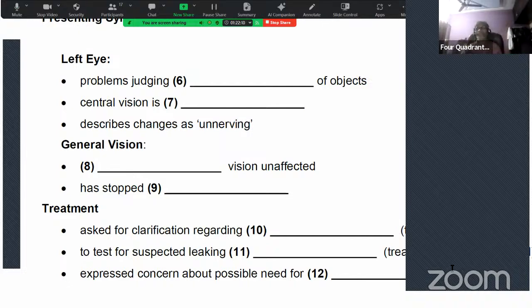So problems judging color of objects. Correct. Distance of objects. Correct. Shape maybe, distance maybe, color maybe, size maybe. Come on. Write down. Think. Size, shape, color, type. Problem judging size of objects, distance of objects, shape of objects, type of objects. And what do you call it? Surface.